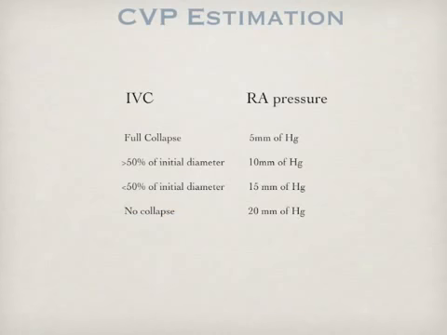CVP can be estimated by evaluating collapse of the right inferior vena cava in spontaneously breathing patients. Full collapse of the IVC suggests 5 millimeters of mercury of pressure in the right atrium. Greater than 50% of initial diameter of the IVC suggests 10 millimeters of mercury. Less than 50% of initial diameter suggests 15 millimeters of mercury. No collapse of the IVC suggests 20 millimeters of mercury of pressure in the right atrium.